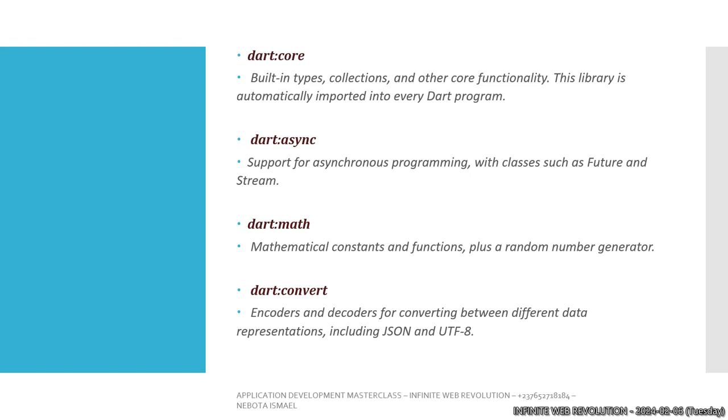Yes. So we have dart:convert, very important. This is to encode. So encoders and decoders for converting between different data representations. So let's say sometimes you have information in JSON, you may want to convert it into another format. You may have information in another format, or let's say in a map you want to convert it to JSON.